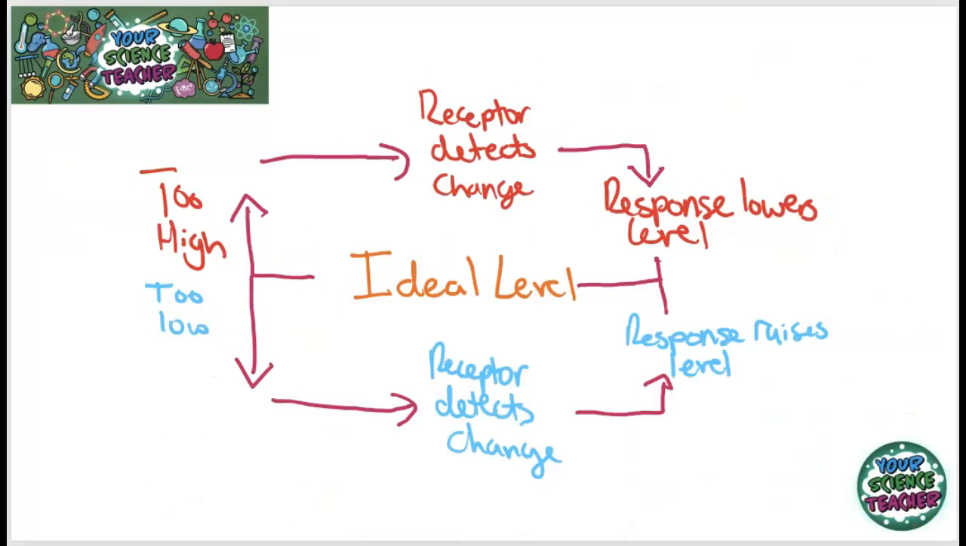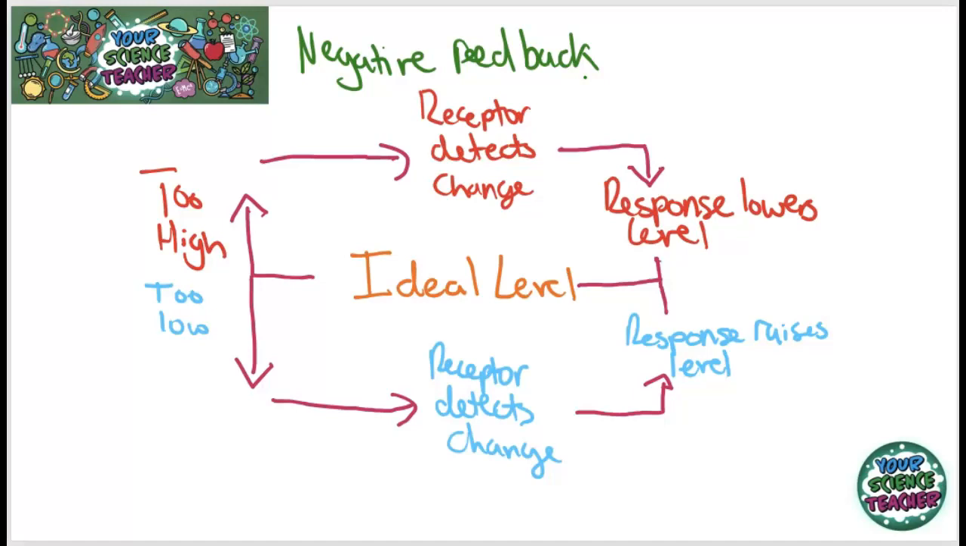Hormones work on the principle of a negative feedback loop. And what a negative feedback loop basically is: your body will detect whether you have too high or too low levels in your body. Maybe that's blood glucose level, maybe it's temperature. And what happens is your receptor will detect a change. It's something that's changed in the environment, and therefore a response needs to be given.